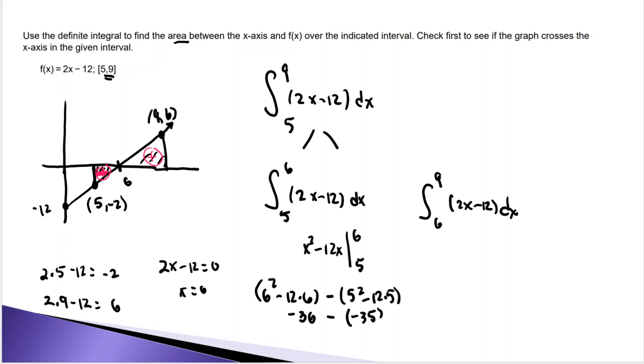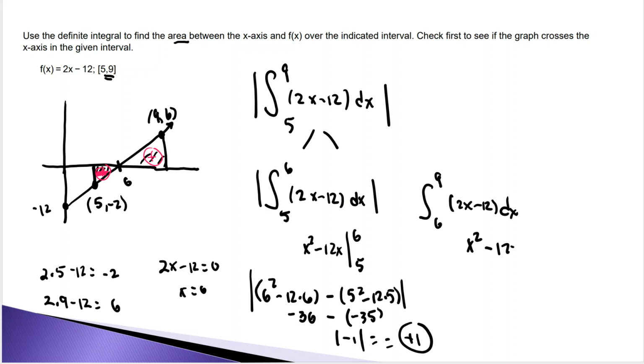And so this gives us, you can see, a negative 36 plus 35 is a minus 1, but we want to take the absolute value of that. So that little area on the left there is 1 unit. And then I take the area on the right. I get the same antiderivative, of course. Plug in a 9, plug in a 6, and subtract.